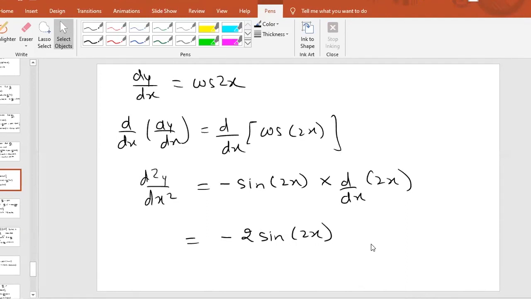Differentiation of ln x is 1 by x. Differentiation of log x is 1 by x only.